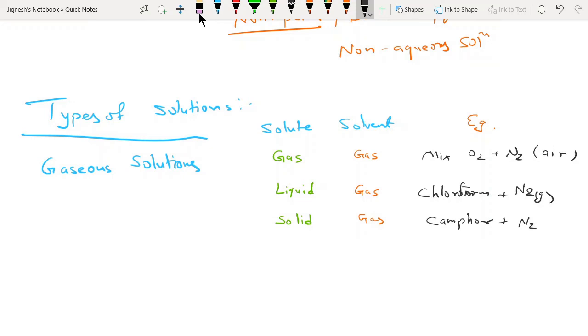It's the first, gaseous solution, where solute and solvent are different. Gaseous solution means the solvent is always gaseous, and these are the examples which we have talked about.